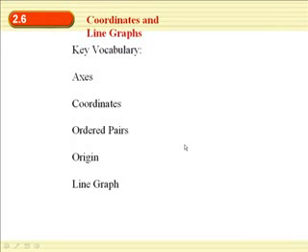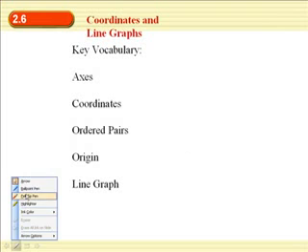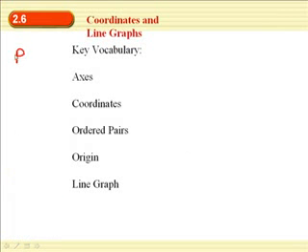Okay, 6th grade math 2.6 in the book. It is page 88. So let's take a look at a couple of vocabulary words on page 88. Some of these it's best if I draw pictures to show you what I mean.